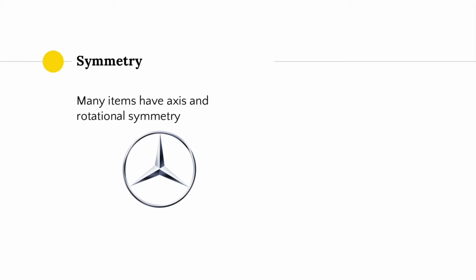Now, there are a lot of items out there, logos, pictures that have symmetry. Like this logo, there is a line symmetry of 1 because you can fold over that. That's the axis of symmetry, and a rotational symmetry of 3. So there are 3 points you can rotate around, and it would be the same.